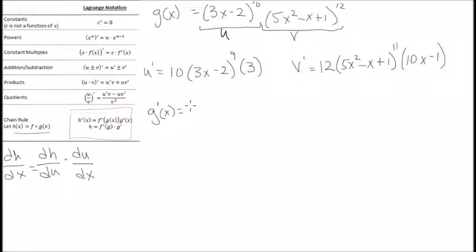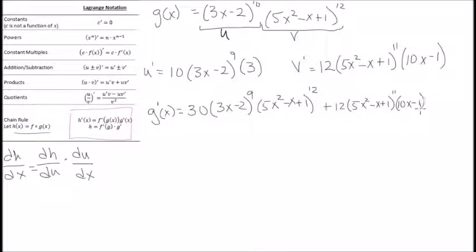I'm going to multiply my constants together. I get 30 times (3x − 2) to the 9th. So that was the derivative of u, times v, which is (5x² − x + 1) to the 12th, plus the derivative of v, 12 times (5x² − x + 1) to the 11th, (10x − 1), times u unchanged, (3x − 2) to the 10th.